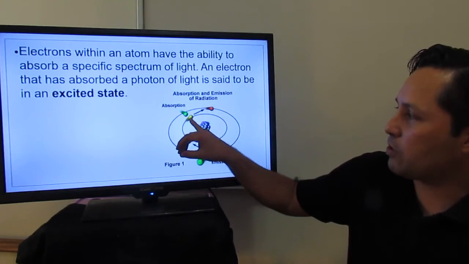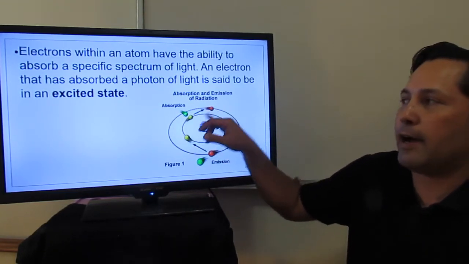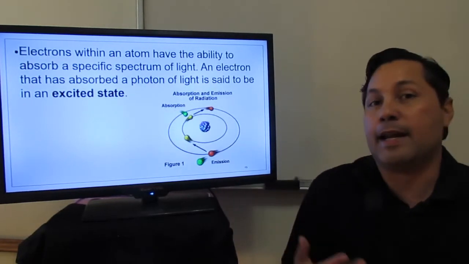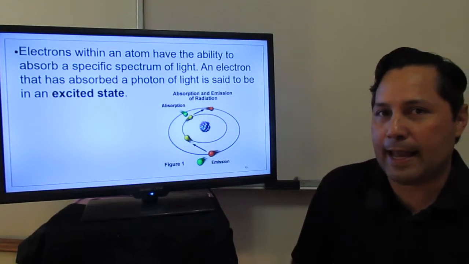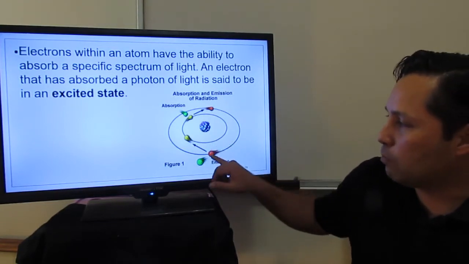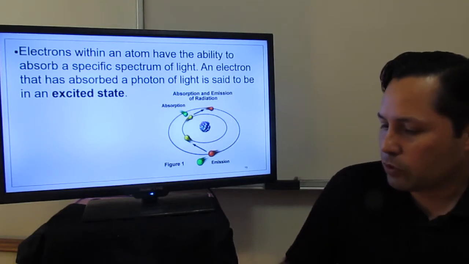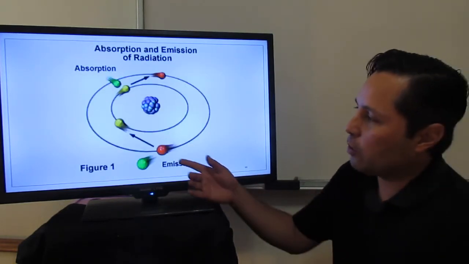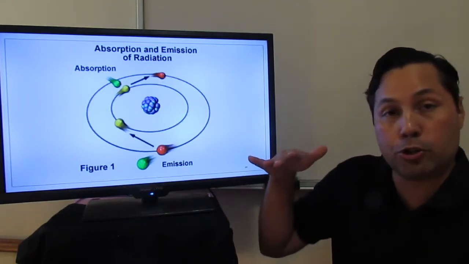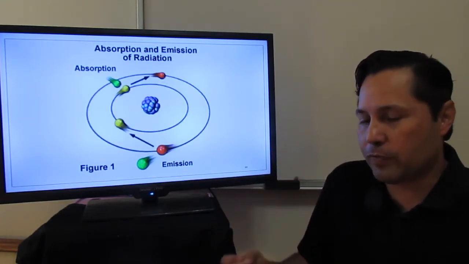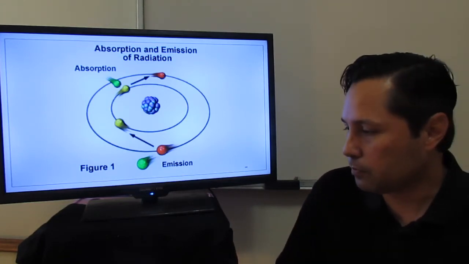So one more time, it starts at a lower orbit, absorbs energy, and jumps up. When it's at a higher energy, it's referred to as being in an excited state. When it releases the energy, it releases it as light. Now depending on how far it moves, that's how much energy is released. If this is a small distance, it gives you a very small amount of energy. If it's a larger distance, it gives you more energy. And the amount of energy has a different wavelength, and that's what creates a color.